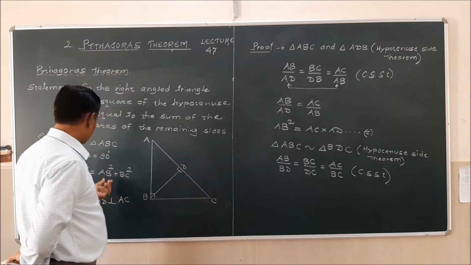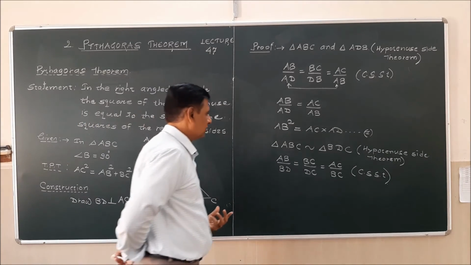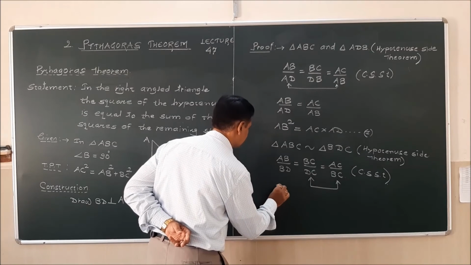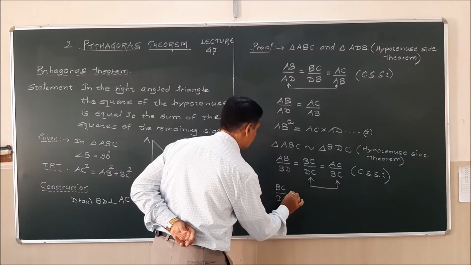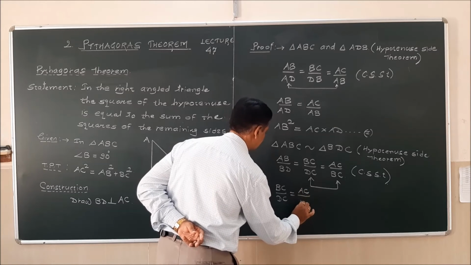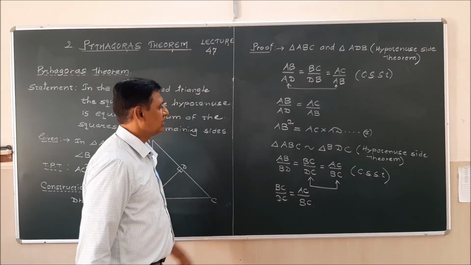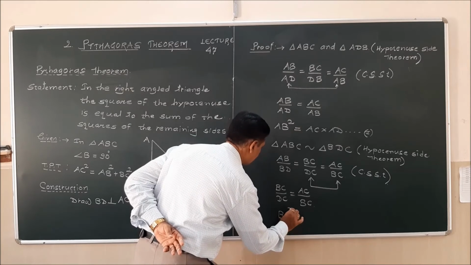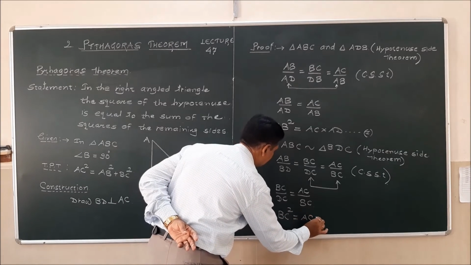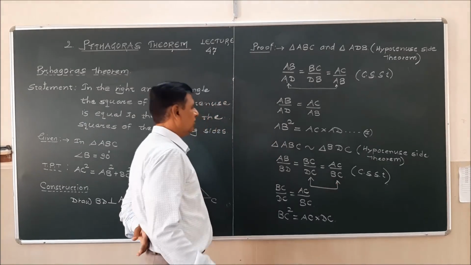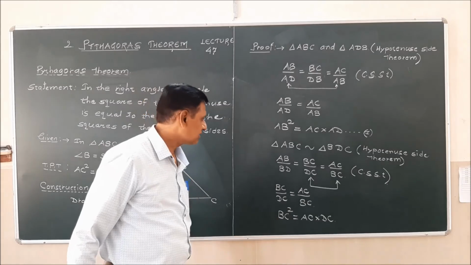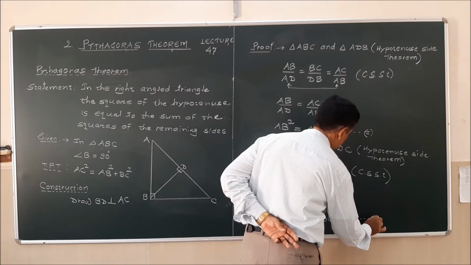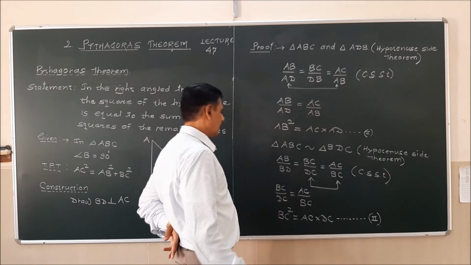In the final result we want AB square plus BC square. You will find if you equate these two ratios, BC upon DC is equal to AC upon BC, then you will be getting BC square is equal to AC into DC. This is our equation number 2.